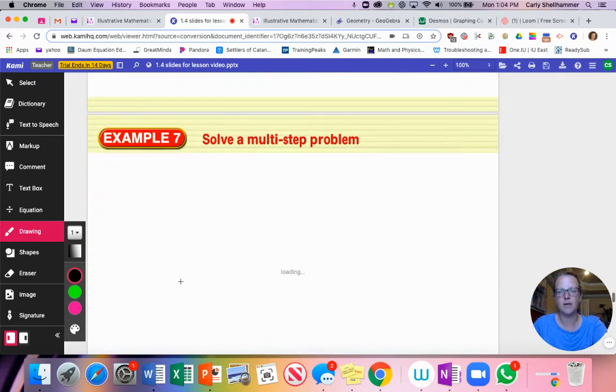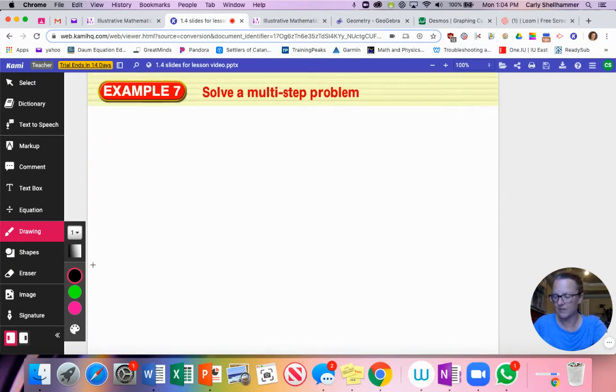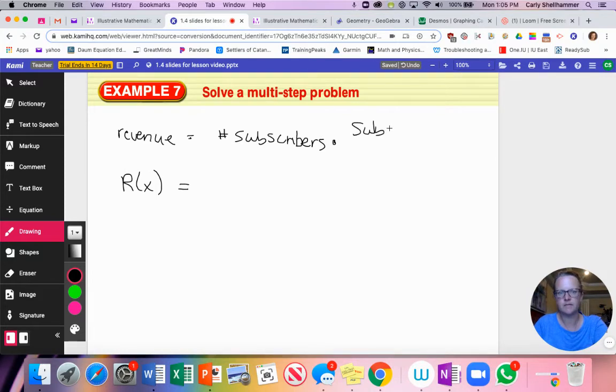So we need to set up a word problem, and we do this just like we did 2 lessons ago. We know that our revenue is a function, and we're naming it R evaluated at x. Okay, and that's going to be equal to the number of subscribers times the subscription price.